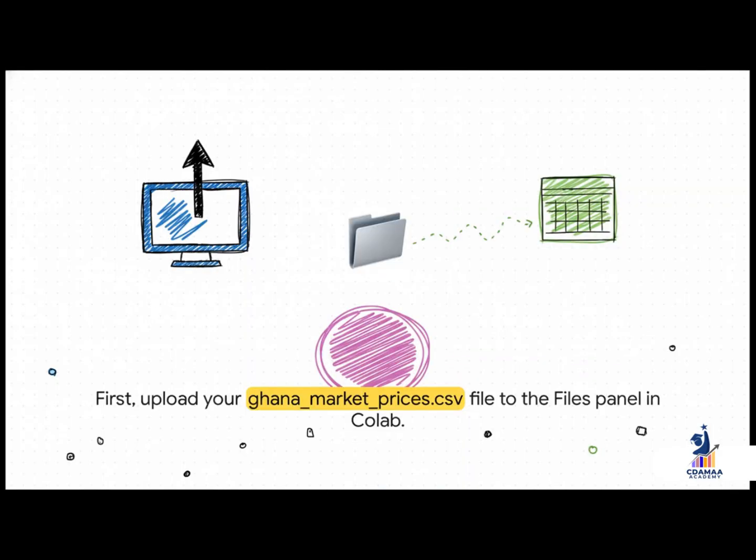Okay, before we can even think about writing code to load our data, we have to actually get the data into our Colab notebook. So step 0 really is to find that little folder icon on the left side of your screen, give it a click, and upload your data file, which is called GhanaMarketPrices.csv.